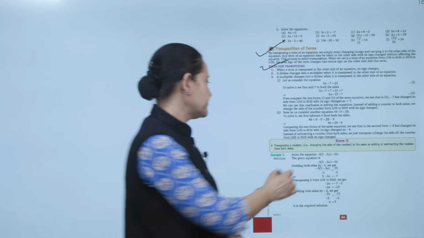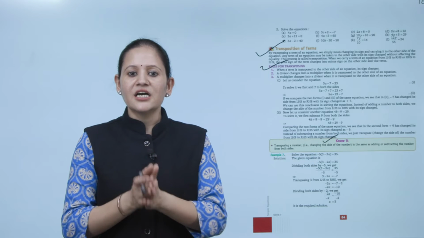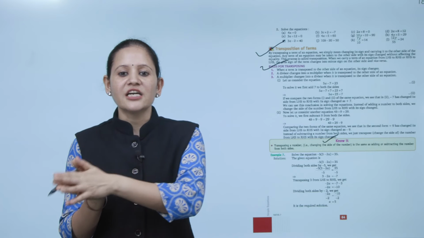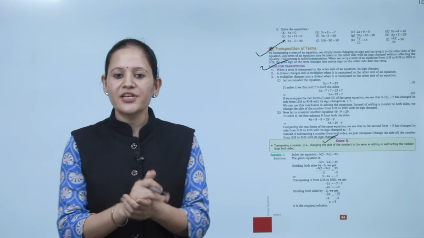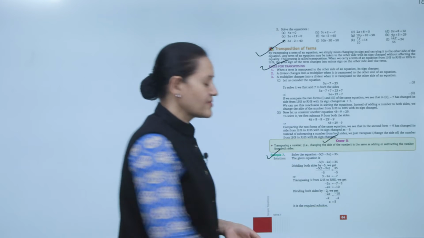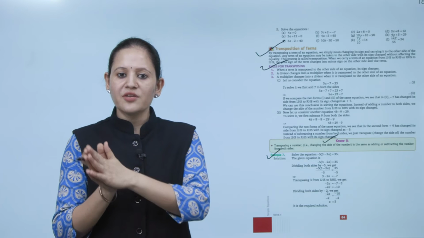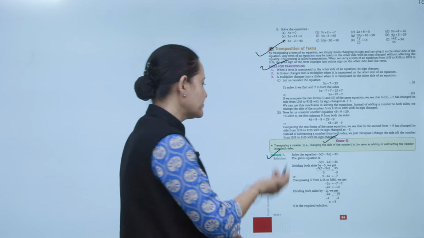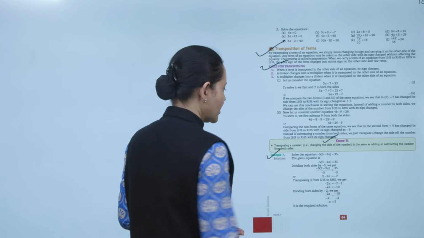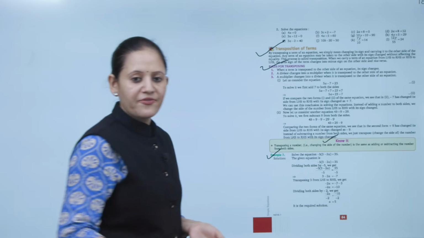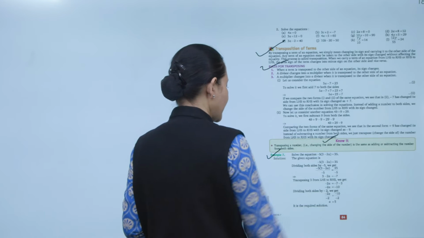Next is know it. Transposing a number, that is, changing the side of a number, is the same as adding or subtracting the number from both sides. Now, we will take an example. Solve the equation: minus 5 times the bracket 3 minus 2a equals 35. So the given equation is minus 5 times (3 minus 2a) equals 35. So what we will do, we will divide both sides by minus 5, so that 3 minus 2a equals minus 7.